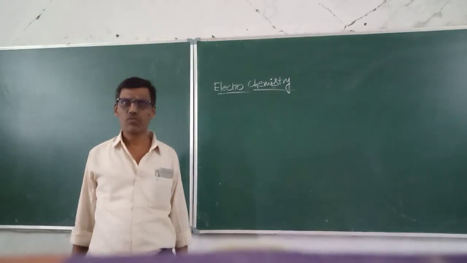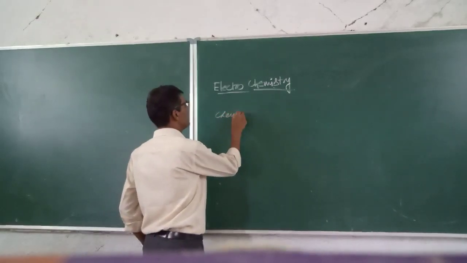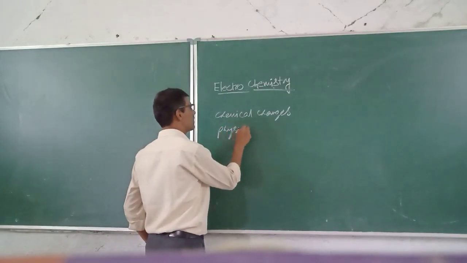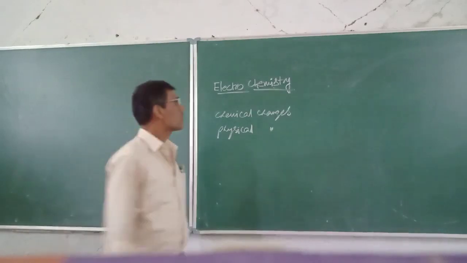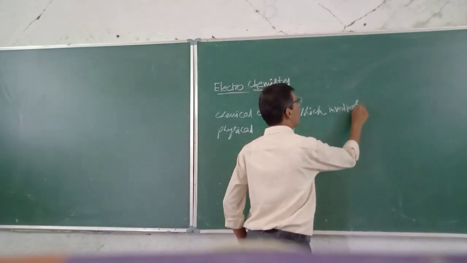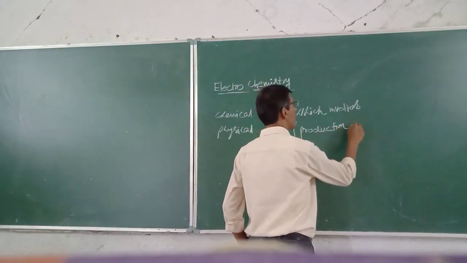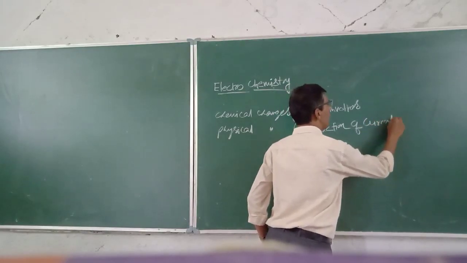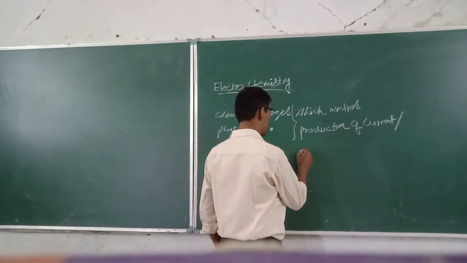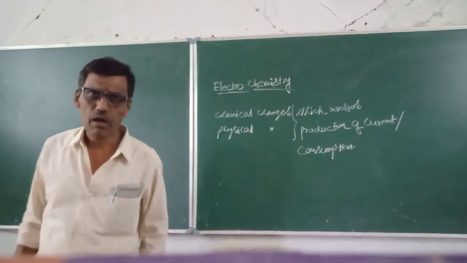Now, electrochemistry is a branch of chemistry. It is a branch of physical chemistry which deals with chemical changes or physical changes which involve either the production of current or consumption of current. So it deals with either production of current or use of current.